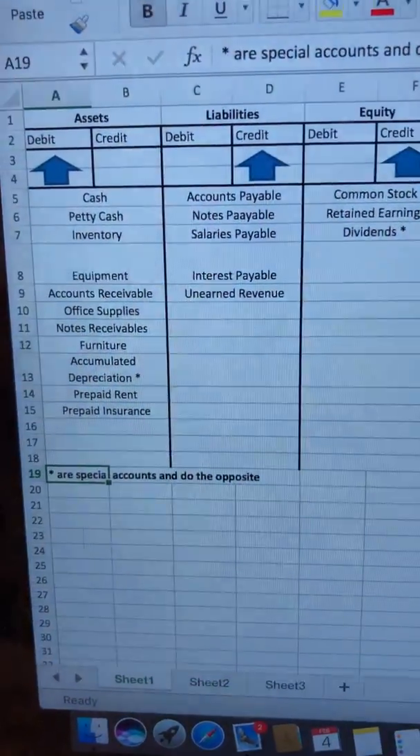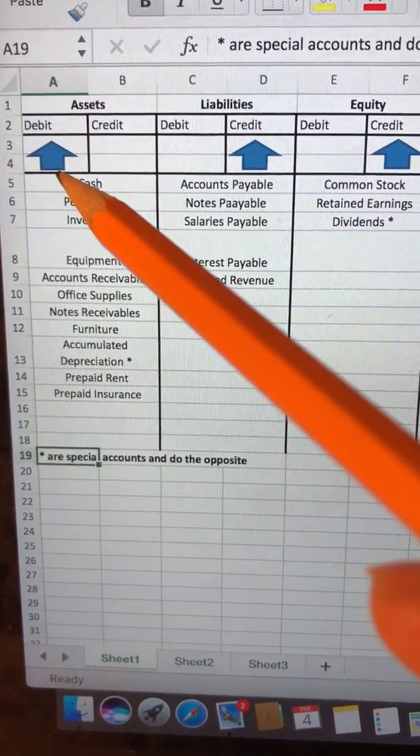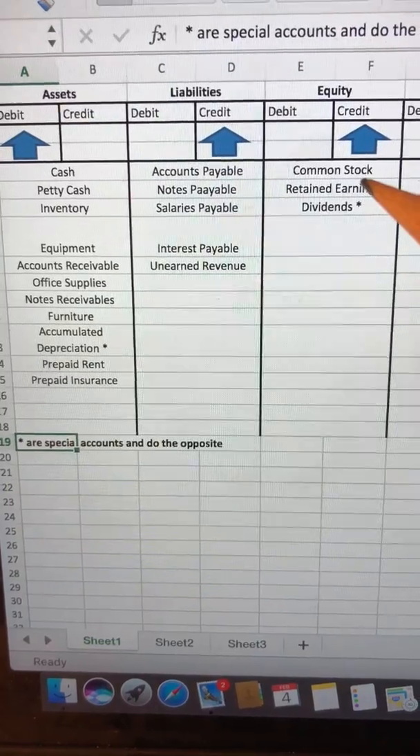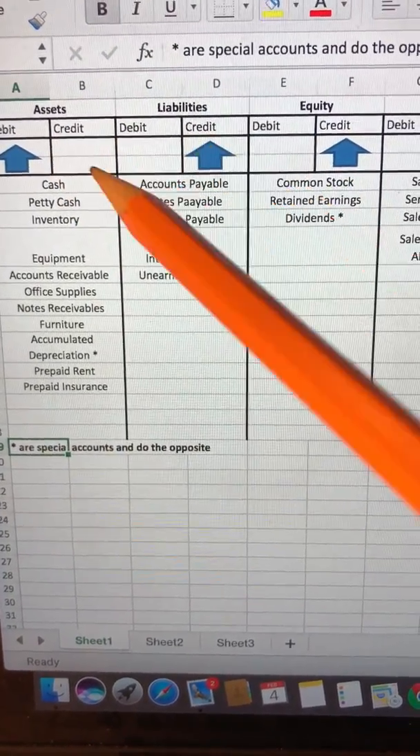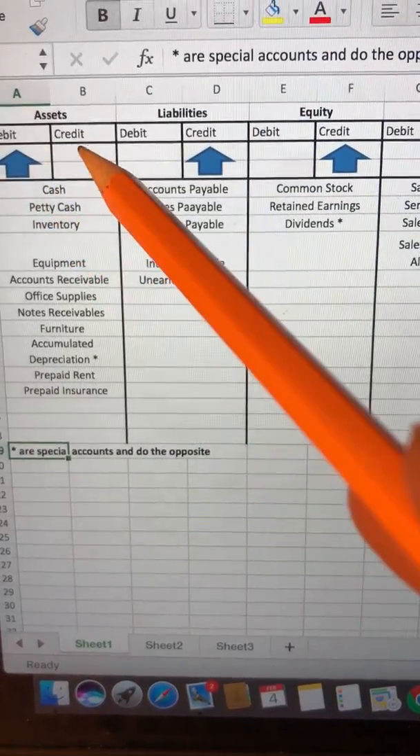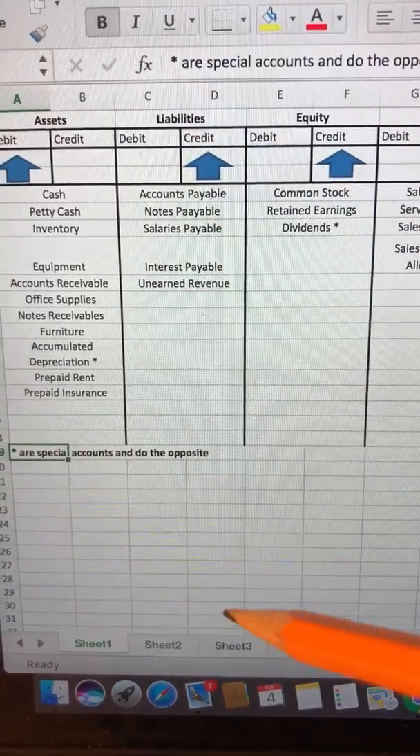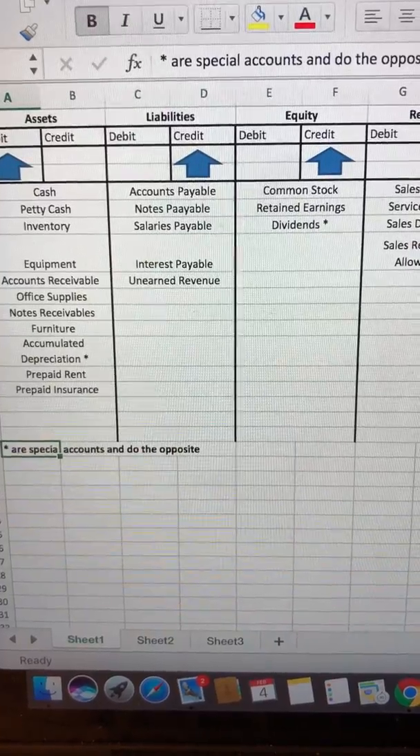So we go back to our chart, the chart of account rules, and you look to see what's listed. I have cash here, and it's going up, so that's a debit. And then I look at common stock, that's going up, so that's a credit. The blank spots are just the opposite. So it's up for debit, down for credit, and so on. If the box is empty, it means to go down. So in both of these, I have cash as a debit and common stock as a credit.